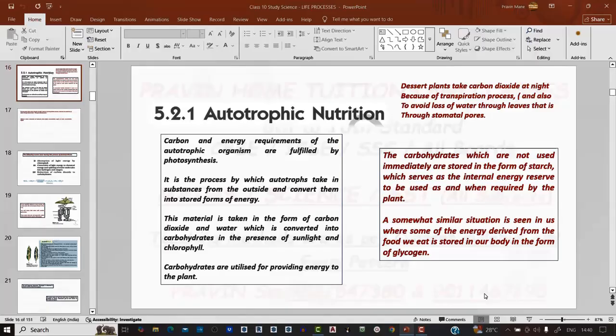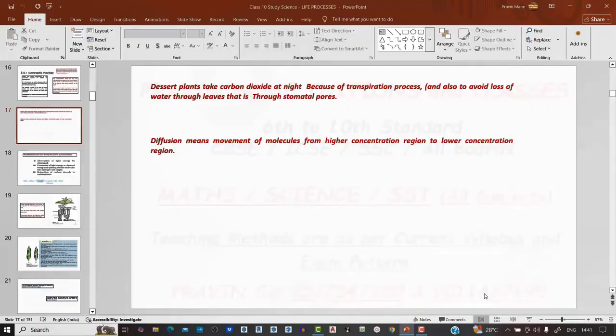Carbohydrates are utilized for providing energy to the plant. The carbohydrates which are not used are stored in the form of starch, which serves as an internal reserve of energy, used as and when required by the plant. Desert plants take carbon dioxide at night because of the transpiration process.